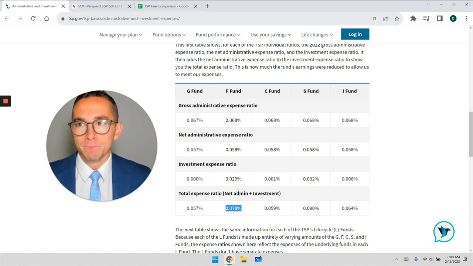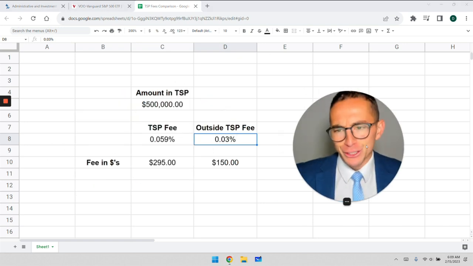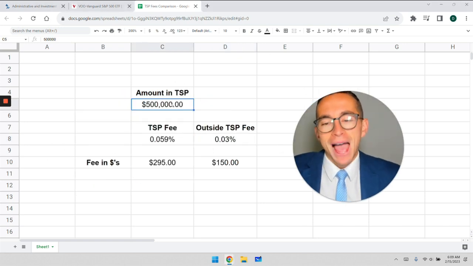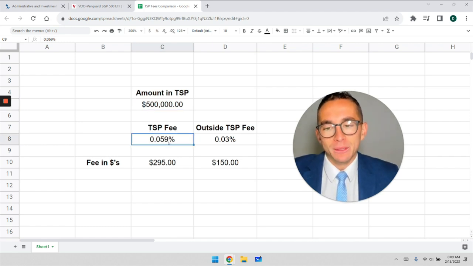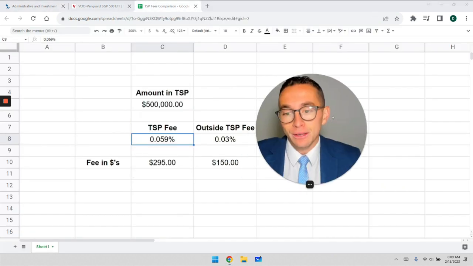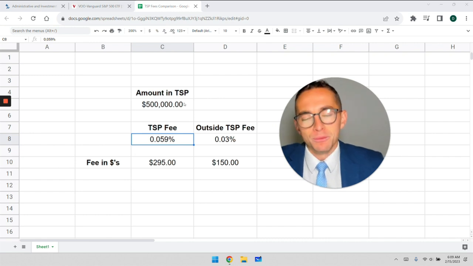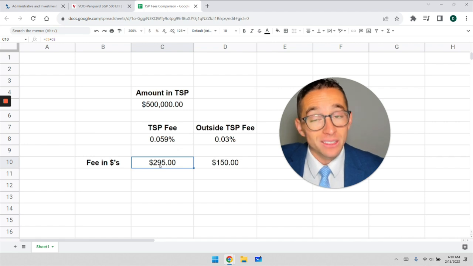Now, let's look at what this actually comes out to in dollar amounts so we could put this in perspective, okay? So right here, I have a handy dandy spreadsheet. As an example, let's say you have $500,000 in the TSP. Let's say your TSP fee is 0.059. So that's the same fee as, for example, the C fund, okay? If that's the fee for you, so if you have $500,000 in the C fund, what would you pay? If it's 0.059% in dollars, that means you pay about $295 every single year to invest in the C fund, okay?